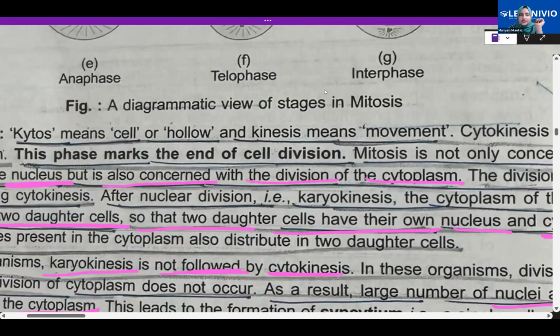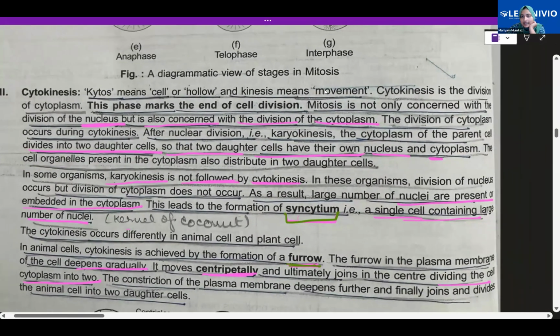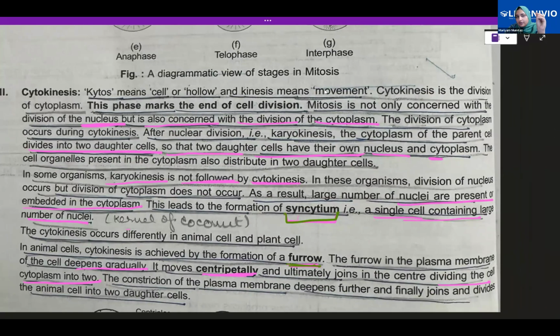So after that comes the cytokinesis. So cyto refers to cell, right? And kinesis again means the movement. This is the last part of the cell division process wherein the cytoplasm will divide, thereby forming the two daughter cells. Now, what would happen if the cytoplasm doesn't divide? This mostly happens in the case of plants. Okay, remember it as a rule that every time karyokinesis has to be followed by cytokinesis, always.